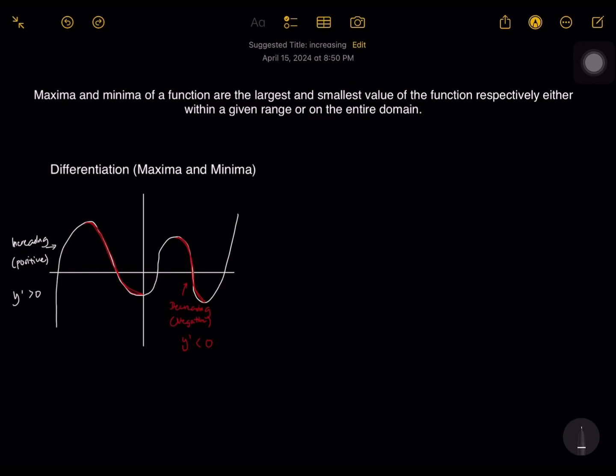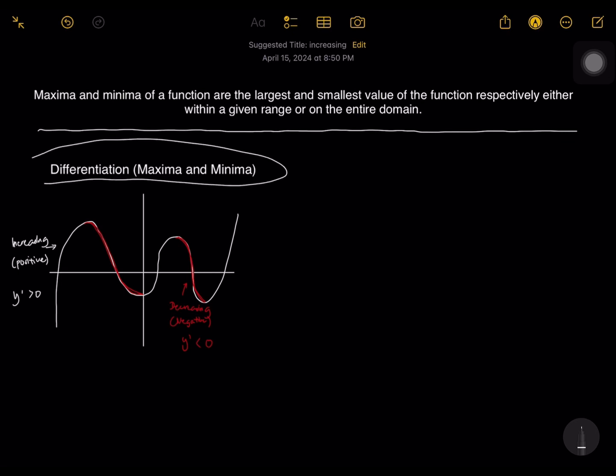Hello everyone. In this video, we're going to tackle maxima and minima. The maxima and minima of a function are the largest and smallest values of a function, respectively, either within a given range or in the entire domain. In here, we're going to differentiate the maxima and minima.